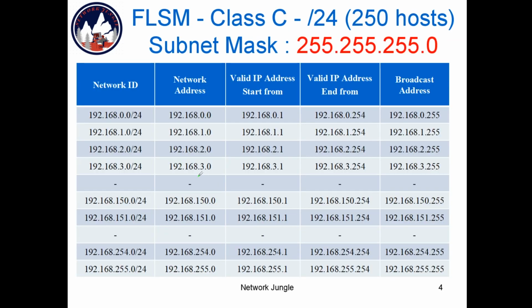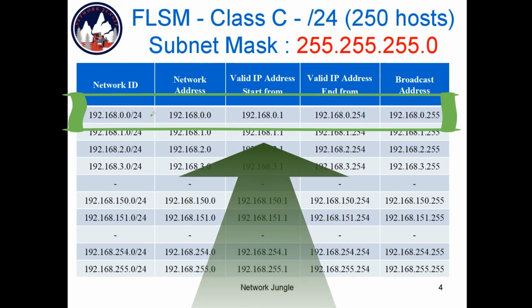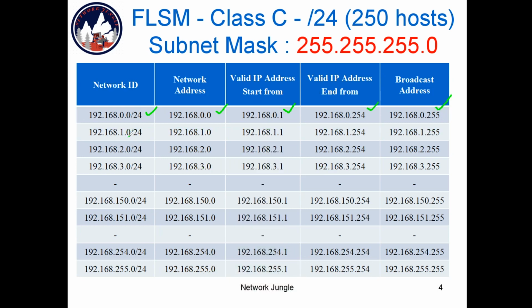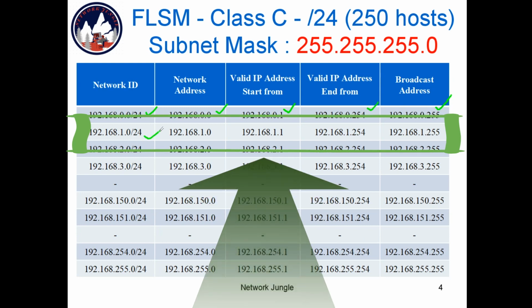Here is the entire class C private IP address for the /24. 192.168.0.0/24, this is the network ID. The first IP address is 0.0, then starting from 0.1, the valid IP addresses run from 0.1 to 0.254. Then 0.255 is the broadcast address. Likewise 1.0. This is the network mask /24. /24 means the first 24 bits are in the network portion.